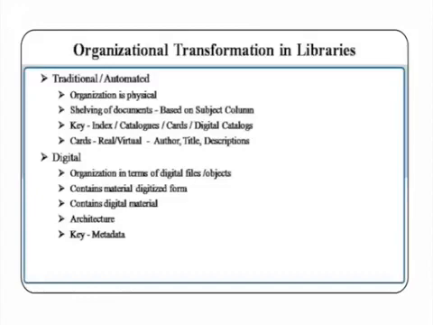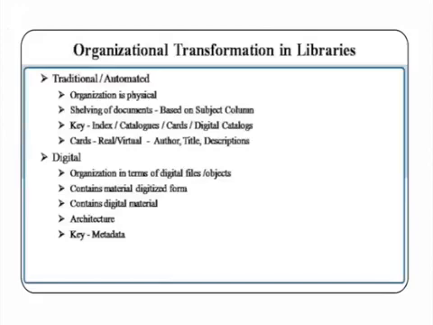So the role of libraries is also changing from time to time due to the technological evolutions which happened in libraries. To recap, in traditional or automated libraries, there will generally be an organization which is physical in nature, and there will be documents shelved based on the subject collections. Then the library professional will index it, catalog it, cards will be created, or even it can be a digital catalog. These are the key areas of managing traditional or automated libraries.